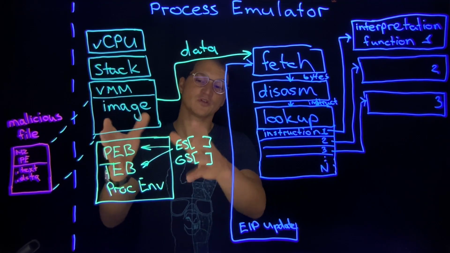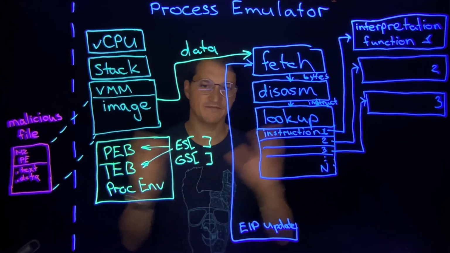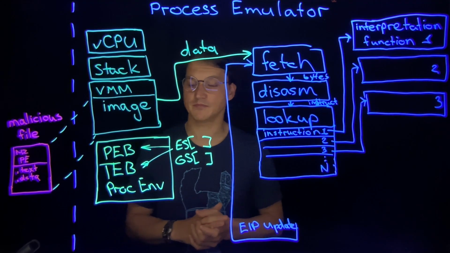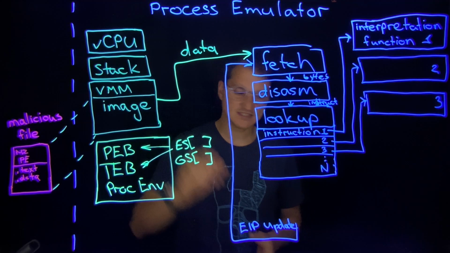It means if you don't emulate PEB and TEB, pretty much everything fails, right? You cannot really emulate a shellcode, or you cannot emulate a polymorphic decryptor. So that's the first thing.